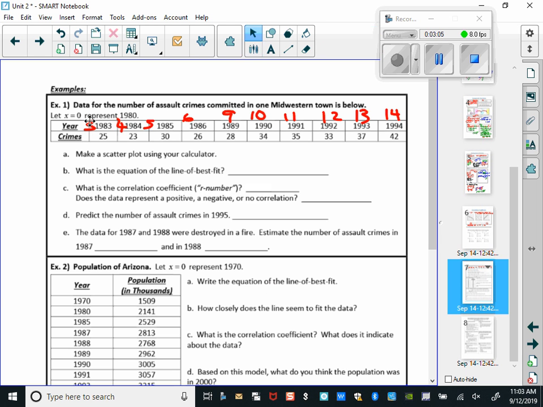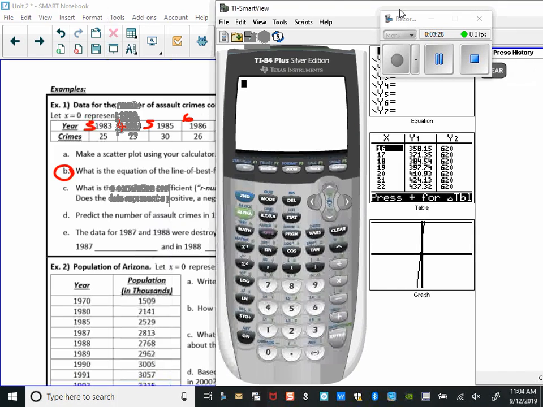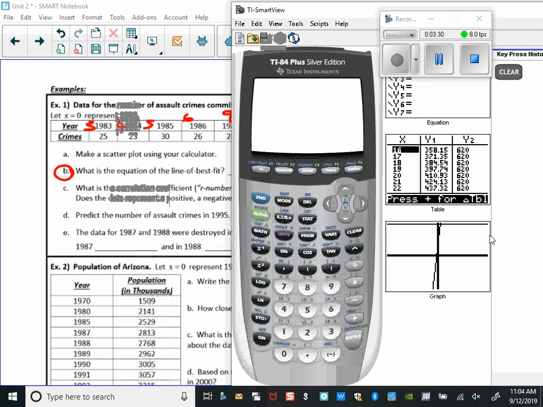Thinking about making a scatter plot using your calculator, you guys can do that on your own. I have directions for it. I'm just going to go over the more important stuff below. We're going to first make our equation for our line of best fit. But before we do that, there's one super important thing we have to do in our calculator first: turn on our diagnostics, because that gives us our R value.